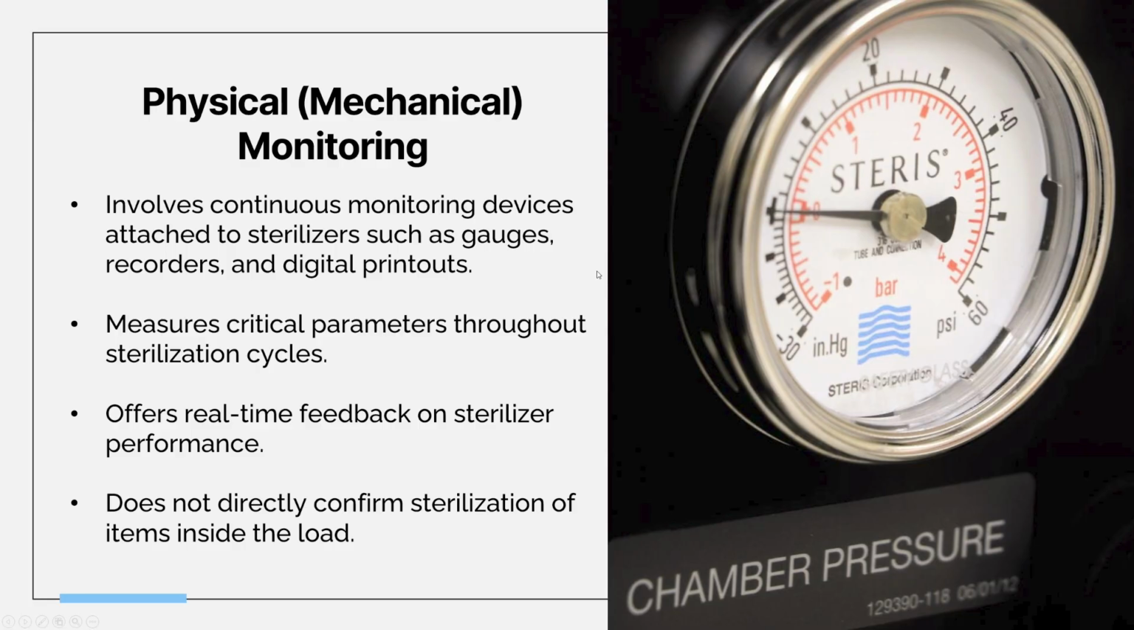So for physical monitoring, operators must be able to read and interpret charts or digital printouts properly. They must be able to identify any abnormalities on the printout, so a lower temperature than normal, for example. They must be knowledgeable in documenting results accurately and reporting any failed cycles and stopping the use of the sterilizer if it failed. So this is the front line safeguard in MDRD sterilization workflows.